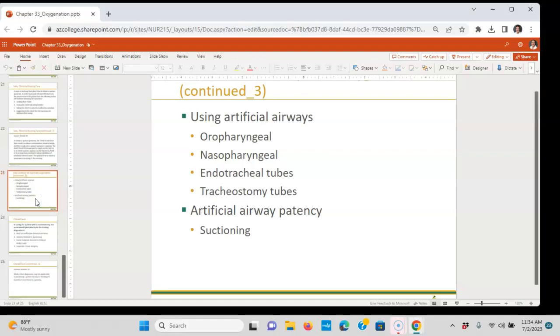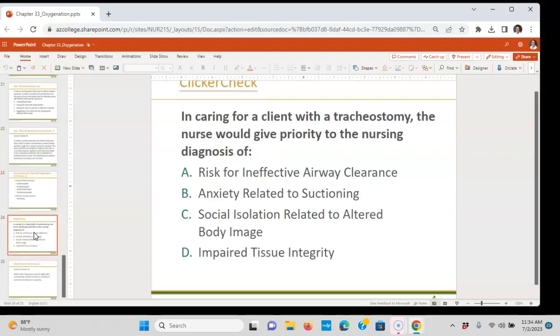The use of artificial airways, there are oropharyngeal airways, there's nasopharyngeal airways, endotracheal tubes, and trach tubes. And then in order to keep artificial airways open, we need to learn to suction, like we did in lab. In caring for a client with a tracheostomy, the nurse would give priority to the nursing diagnosis of at risk for ineffective airway clearance, anxiety related to suctioning, social isolation related to altered body image, or impaired skin integrity.